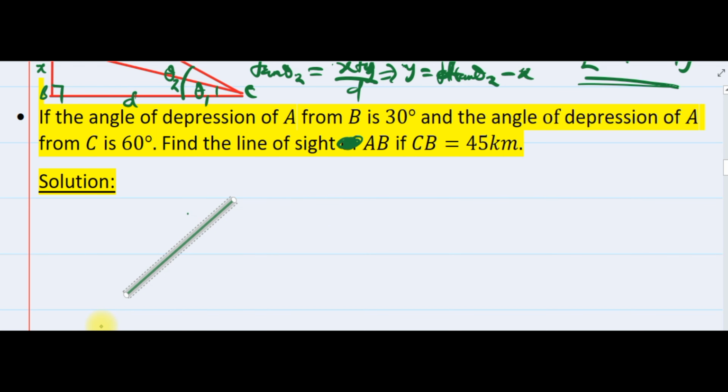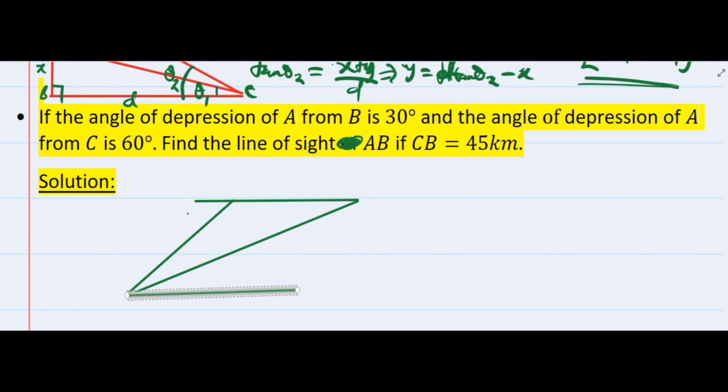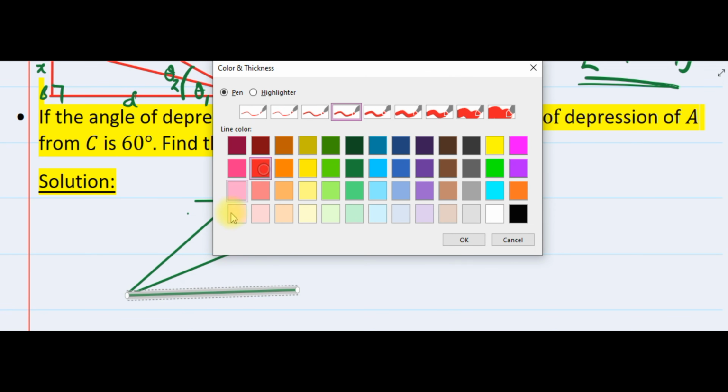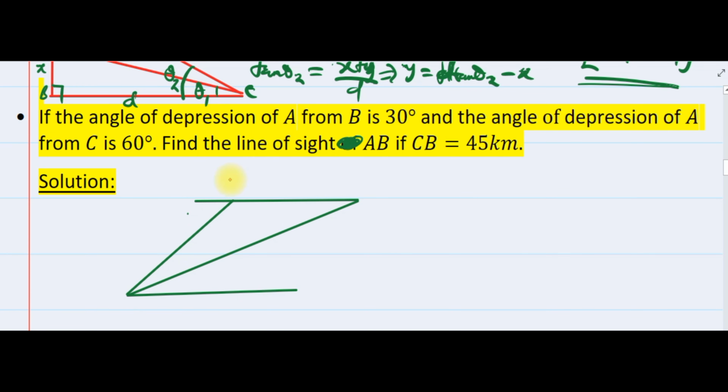So let's remember from where? B. Okay, let's finish. The diagram will look like this.